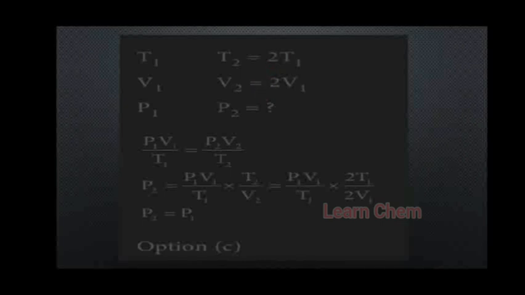So for P2 we can rearrange this equation into P2 is equal to P1 V1 by T1 into T2 by V2. So P1 V1 by T1 into T2 by V2. So T2 and V2 are equal to 2T1 and 2V1. So this will cancel. T1 and T1 cancel, the 2 cancels, the volume cancels. So P2 is equal to P1. So the answer is C.